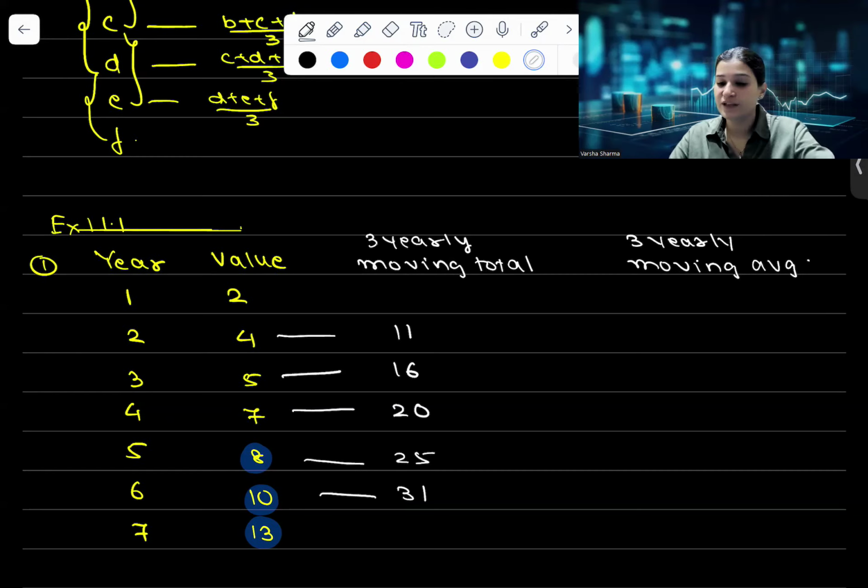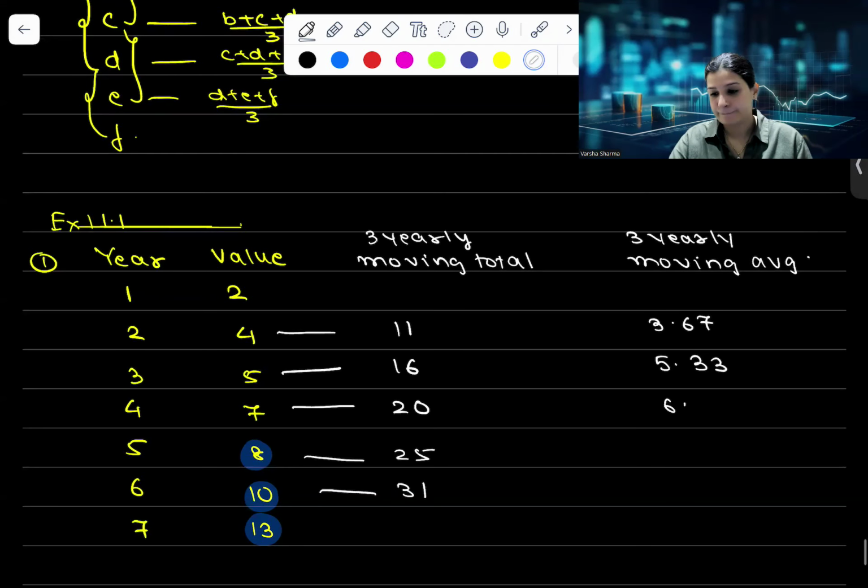Now divide each one of them by 3. Write 2 decimals. So 11 by 3 is 3.666, so 3.67. 16 by 3 is 5.333, so 5.33. What will be 20 by 3? 6.67. Then 25 by 3, 8.33. 31 by 3, 10.33.